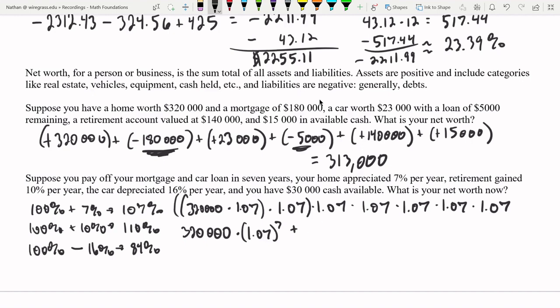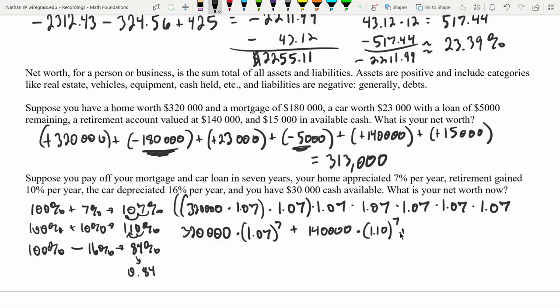The retirement account started at 140,000. That's going to appreciate by 110% every year for 7 years. Now, likewise, the car depreciates. So instead of 1.07, and 1.10 for the retirement, this becomes 0.84.